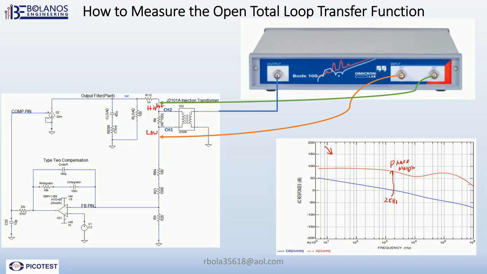And where the phase crosses the 0, I'm going to extrapolate that, the difference of where it crosses, the delta, that's your gain margin. Okay, so as long as the gain margin is greater than 10 dB and the phase margin is greater than 45, you should be fine.